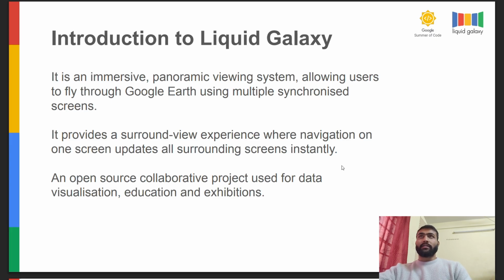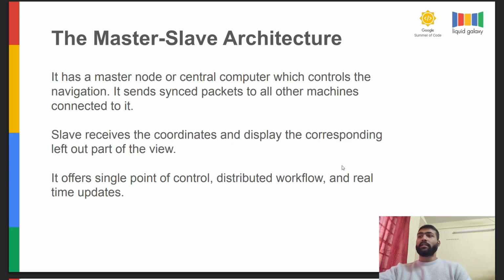The master slave architecture. The Liquid Galaxy follows the master slave architecture. It has one master node which acts as a central computer which controls all the slaves. It acts like the brain of the rig, and it sends the broadcast package commands to the slaves, which are displayed through Google Earth. Then all other machines are connected to the master node. It acts as a single point of control and distributed workflow with real-time updates.